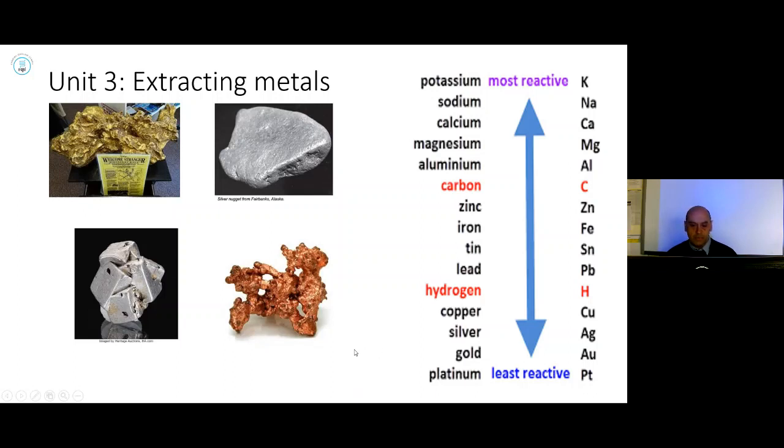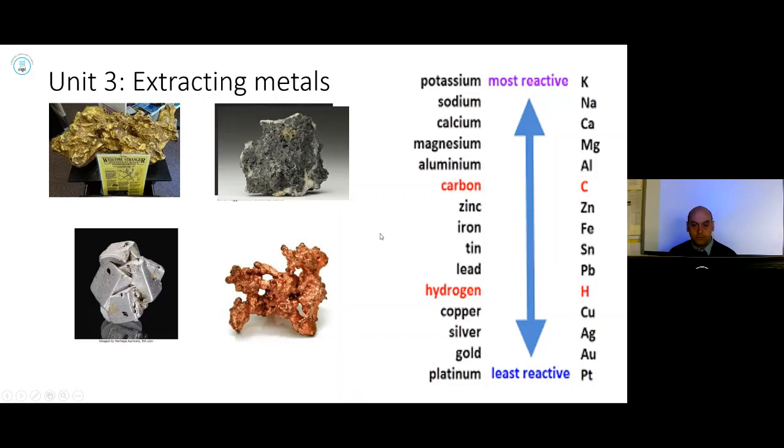Well, extracting metals is intrinsically linked to this thing here called the reactivity series. You don't need to know the reactivities of these metals as such, because you can infer it. But it is useful to know their relative reactivities, and it's just really useful to know that gold and platinum and silver are towards the bottom. So these metals are what we call native metals.